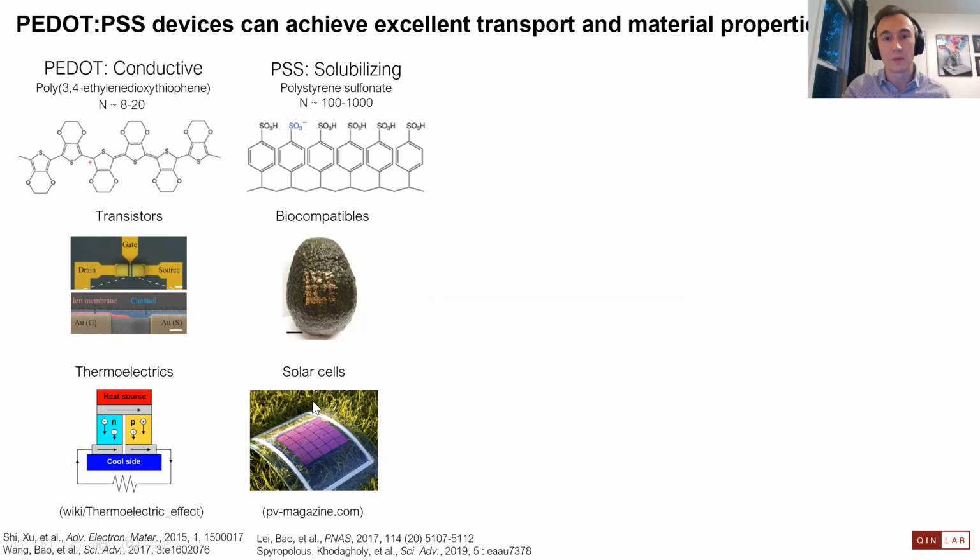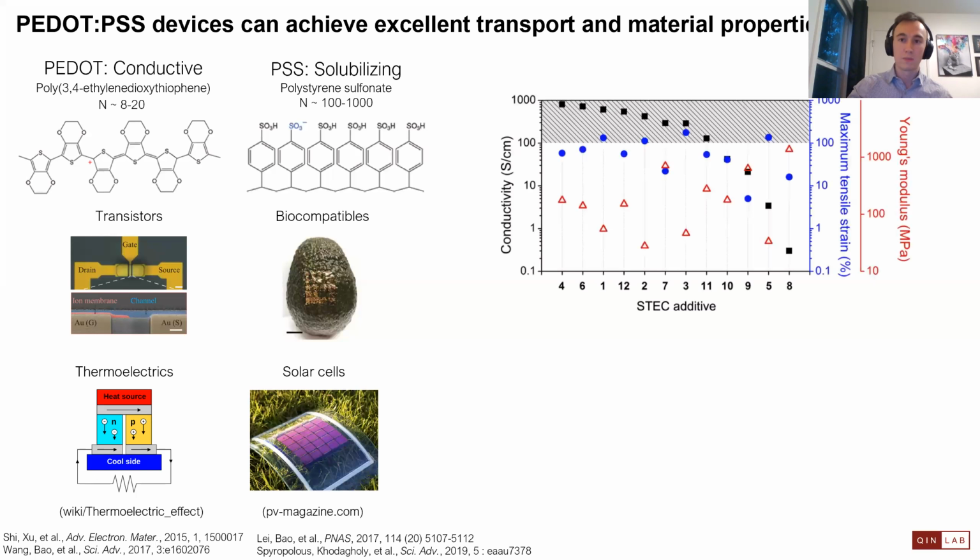To keep the introduction brief, I'll fast forward to one of the problems that engineers face when working with this material, and that is optimizing its electrical transport properties. Here I have one example, where in a 2017 study, researchers were interested in maximizing both the stretchability and the conductivity of PEDOT:PSS films.